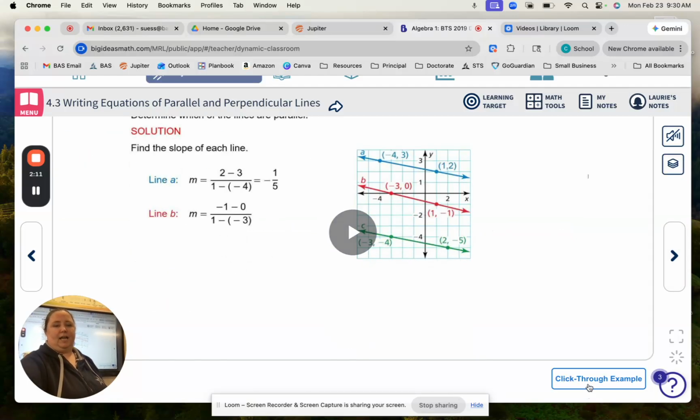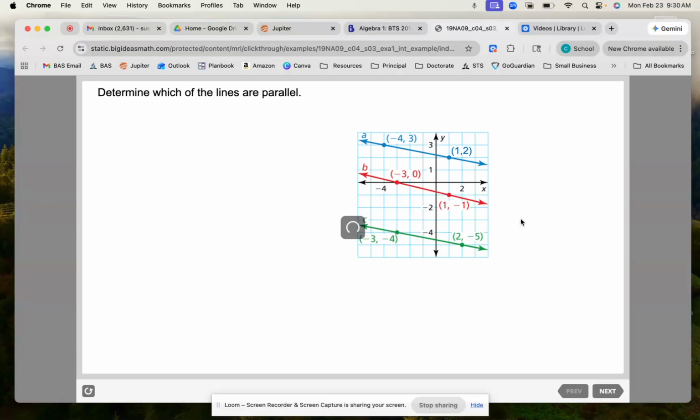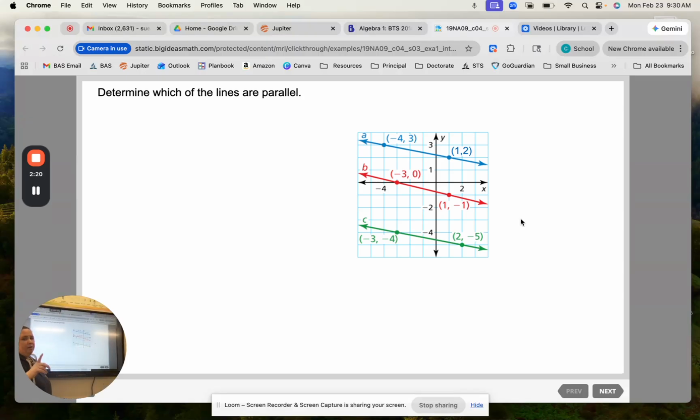So let's look at example 1. Put this in your journal. We're going to determine which of these lines are parallel. When you're talking about a parallel line, what equation can we use to determine whether lines are parallel? What's the equation called? Slope-intercept form. So yes, y equals mx plus b. When we look at these three lines, do we think we know which one's not parallel? We think we can tell, but we're going to mathematically double check it by finding the slope.